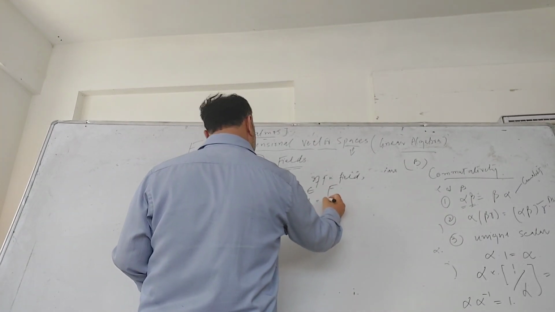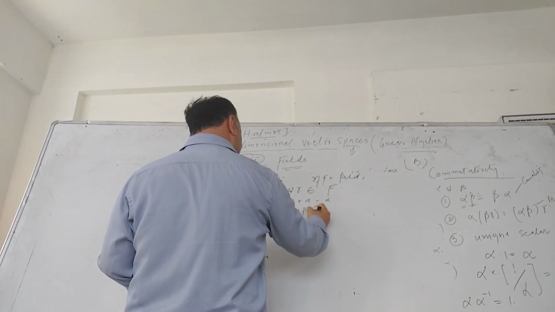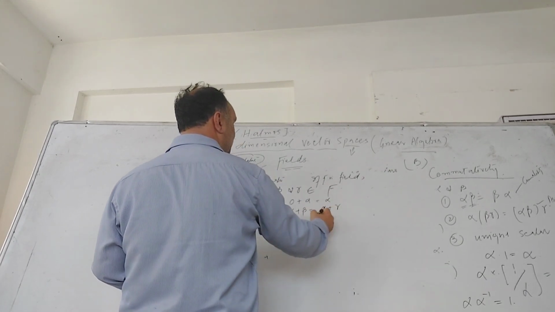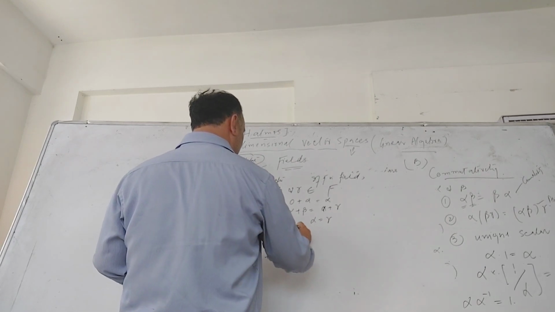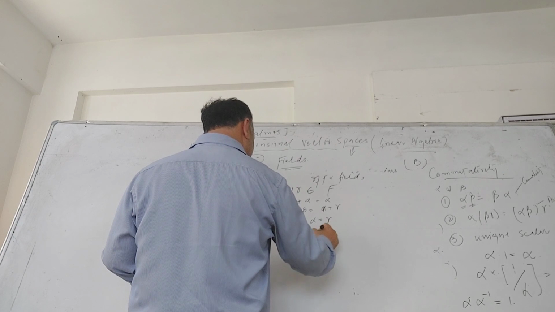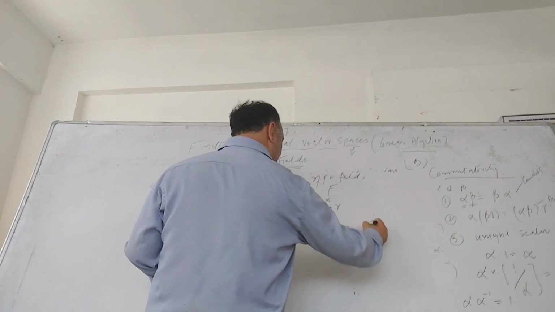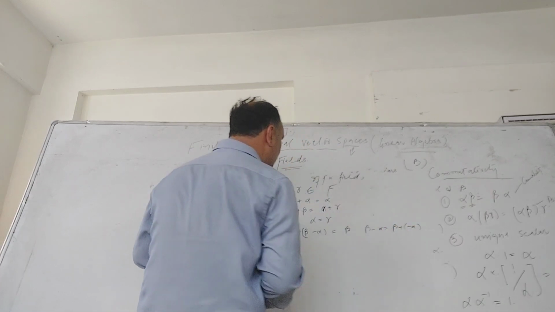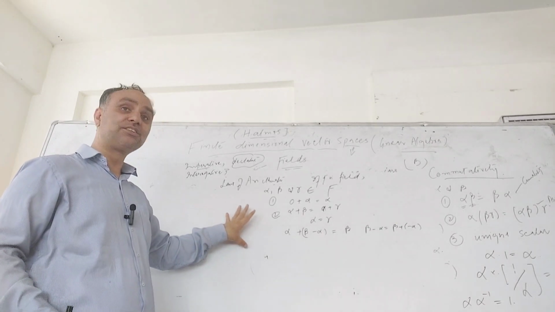So you have to show it. If alpha plus beta is equal to alpha plus gamma, then beta is equal to gamma. Or alpha plus beta minus alpha is equal to beta. You know it from simple rules of arithmetic. But the point is, you have to see it.